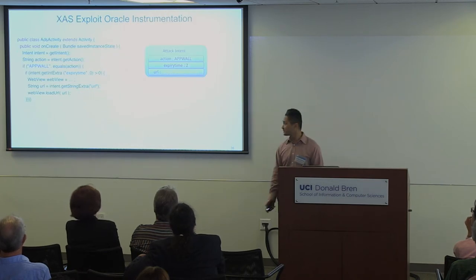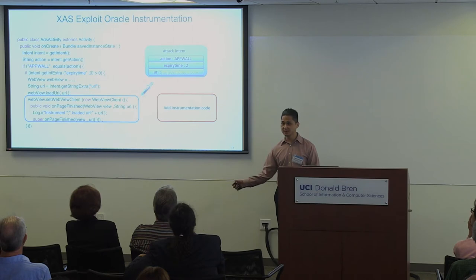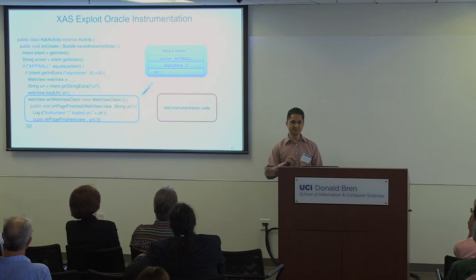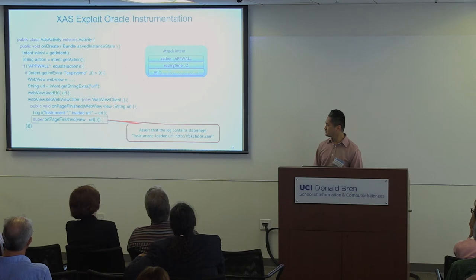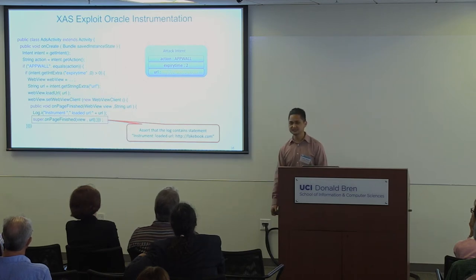And so for this particular case, what we end up doing is we inject some code that determines when the page has loaded and then logs if we've successfully injected the malicious URL that we wanted to use for our attack. And then we post-process to make sure that the log statement actually contains that URL.